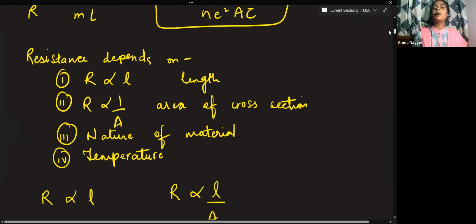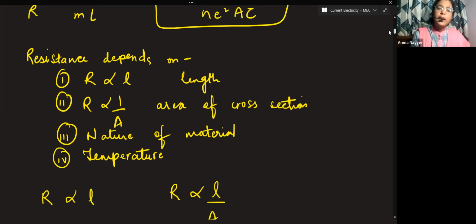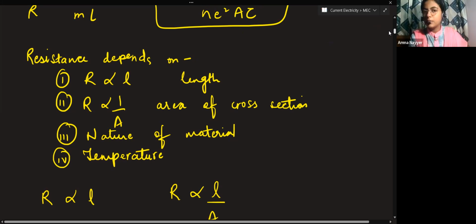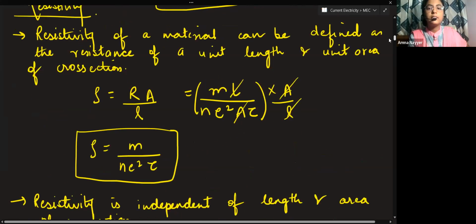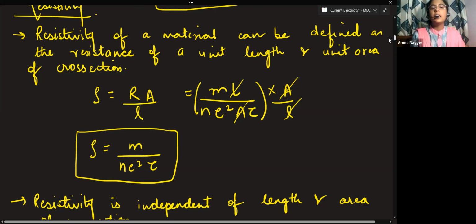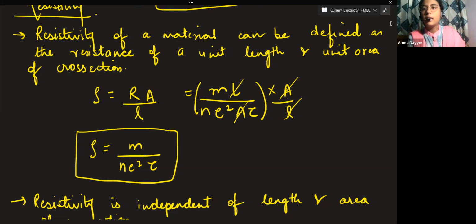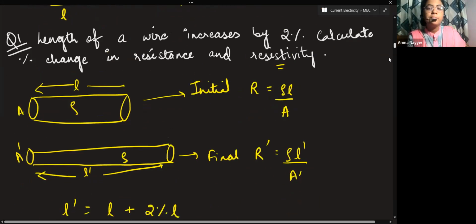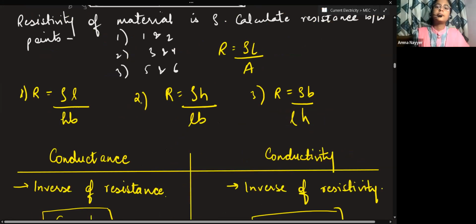Now, this is important. Resistance depends on length. Resistance is inversely proportional to area of cross section. It depends on nature of material and temperature. Now, as I told you in the last class, how it depends on temperature, that we'll see in detail in today's class only. How temperature affects resistance. Resistivity is basically resistance for unit area for unit length. Resistivity, you can say, it is M divided by Ne square tau. So L and A get eliminated.